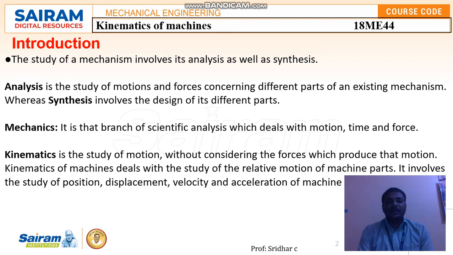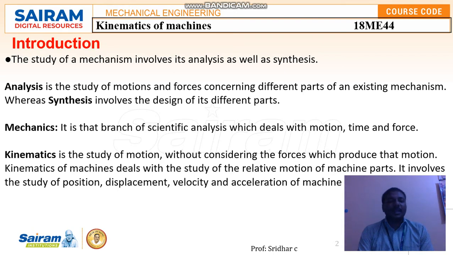So when we differentiate between analysis and synthesis, analysis is the study of motions and forces acting on the parts of a mechanism, whereas synthesis only involves the design of those parts. See, when we want to analyze the motions or forces, first we require the parts. How are we going to make those parts? First we need to design the parts, then we manufacture them, then we assemble them, and then we make one complete machine. So this is what analysis and synthesis are.